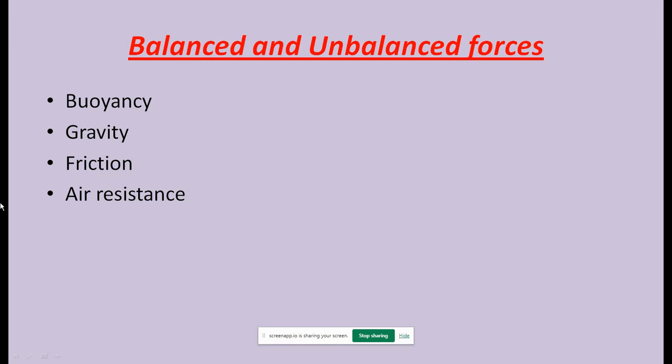In the same way, if there are two teams playing tug of war, both teams are applying the same force to the rope, so that will be balanced. But if one team pulls harder than the other team, the forces become unbalanced and movement will occur.